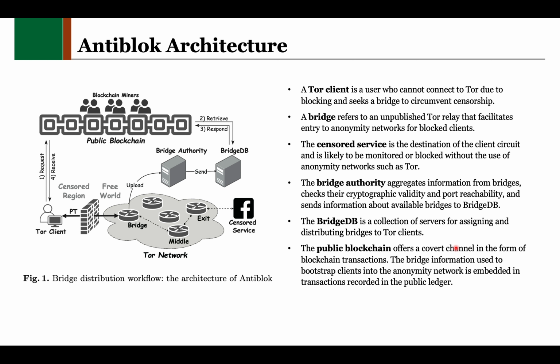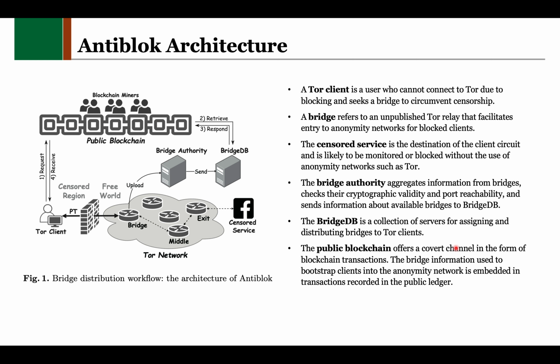The censored service is the destination of the client circuit and is likely to be monitored or blocked without the use of anonymity networks such as Tor. The bridge authority aggregates information from bridges, checks their cryptographic validity and port reachability, and sends information about available bridges to BridgeDB. The BridgeDB is a collection of servers for assigning and distributing bridges to Tor clients.